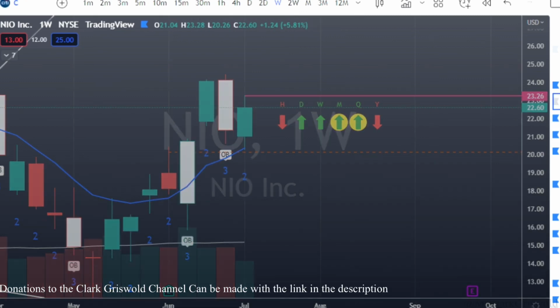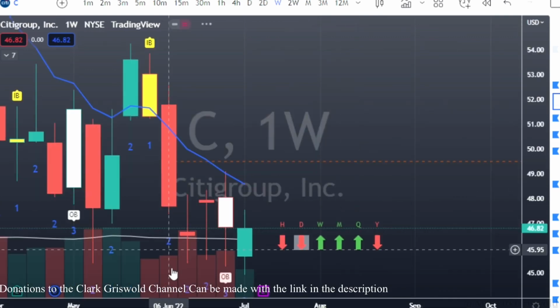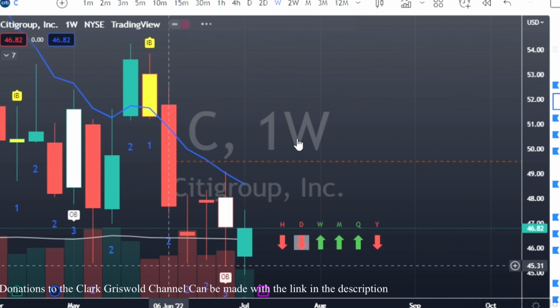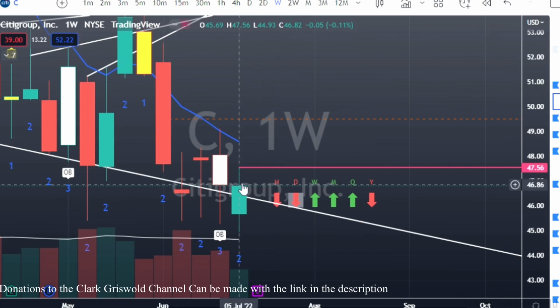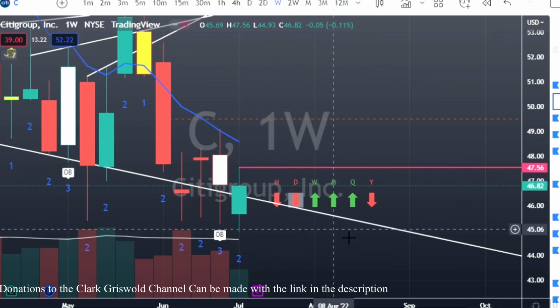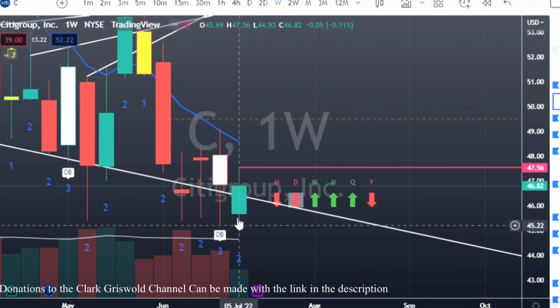Number 3 on the play is Citigroup, ticker symbol C. And again, same play as NEO. We've got a 3, 2 down, 2 up reversal is what we're looking for. So we have a failed 2 here. It's a 2 down green. We can look for calls at 47.56 off of this 3, 2, 2 reversal on Citigroup.